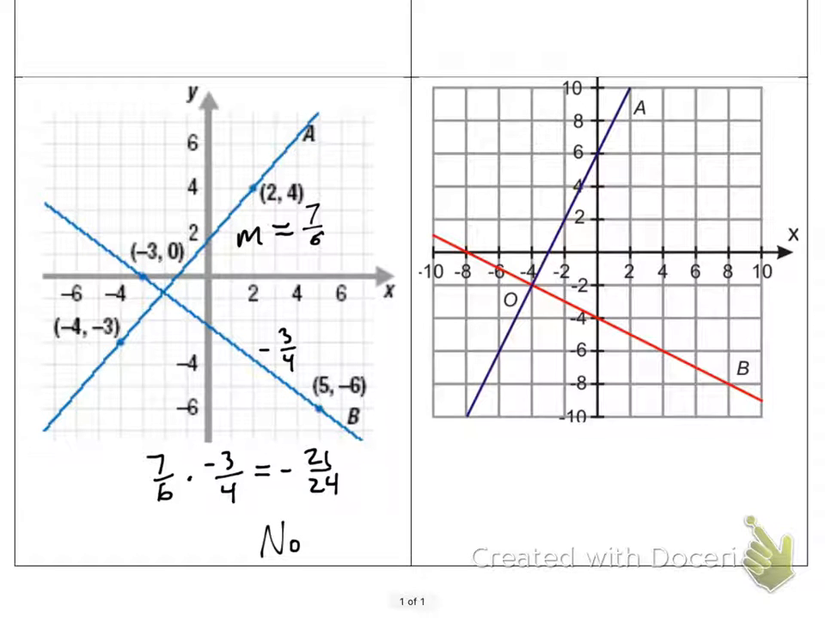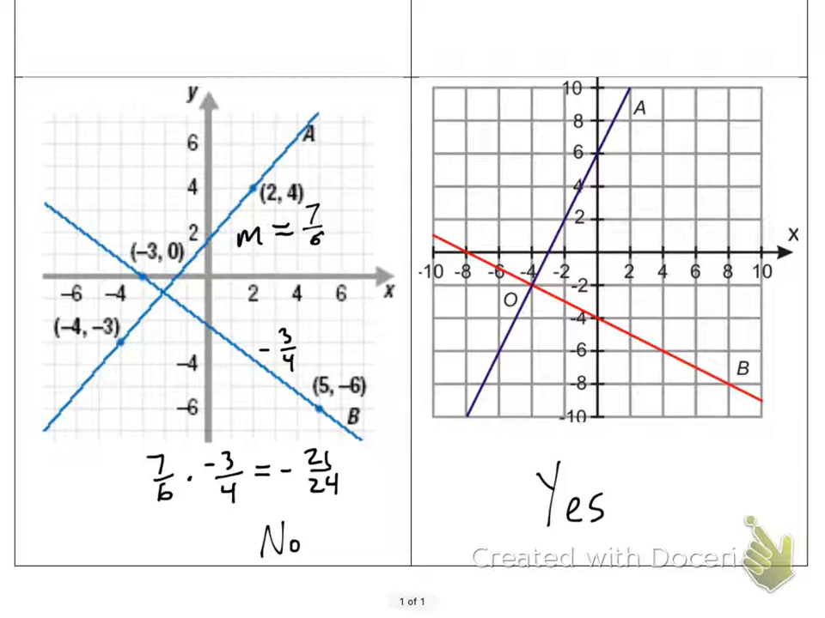And the last one, are they perpendicular? Yes, these are perpendicular. All right, so you got some practice with it. If you still have any questions, confusion on that, let me know.